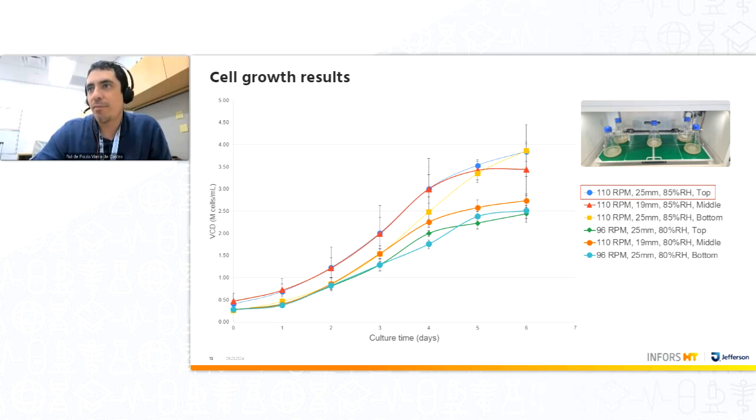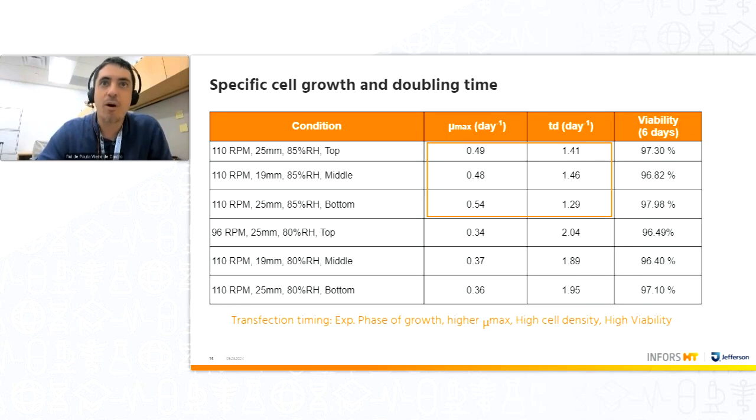We can see that we had some differences for each condition tested. The best one was this one here, the blue line, which used 110 RPM agitation, 25 millimeters orbit diameter, and 85% relative humidity. If you compare with the other conditions, these are the highest levels tested for each variable: agitation, orbit diameter, and relative humidity.